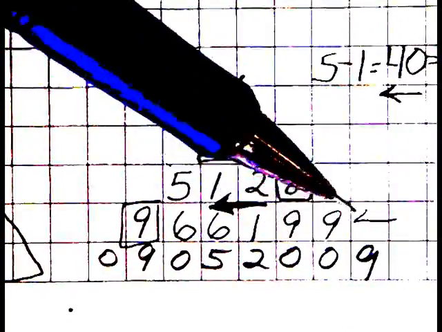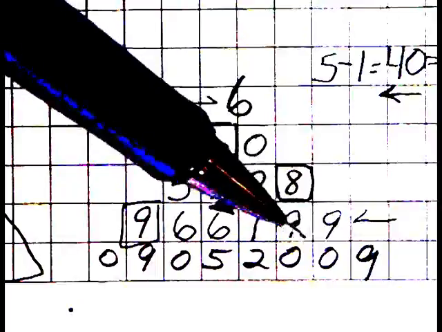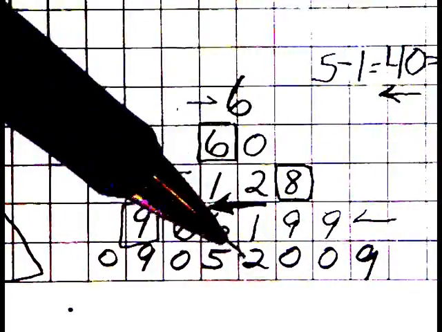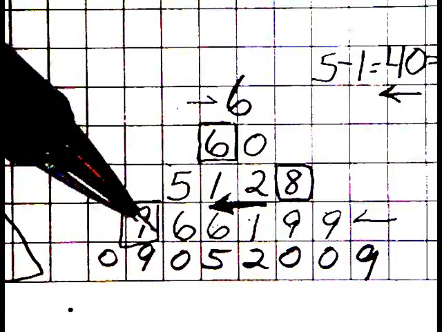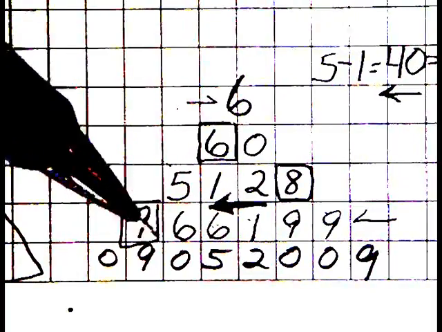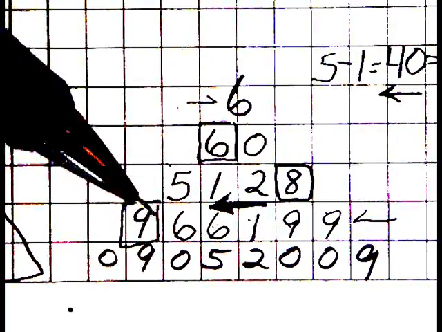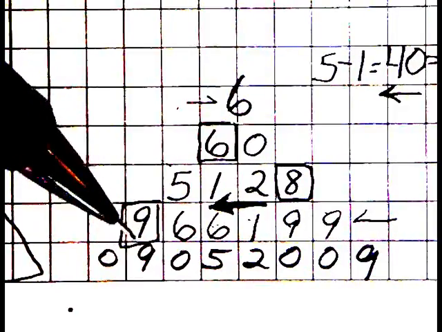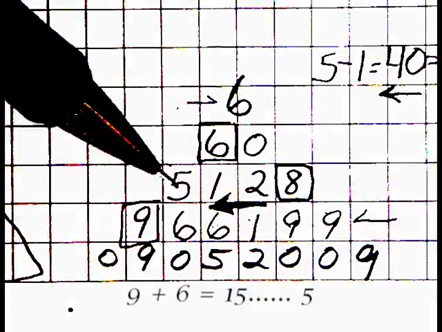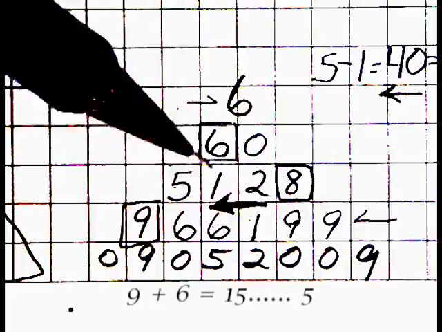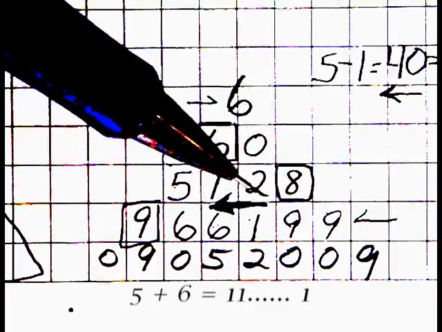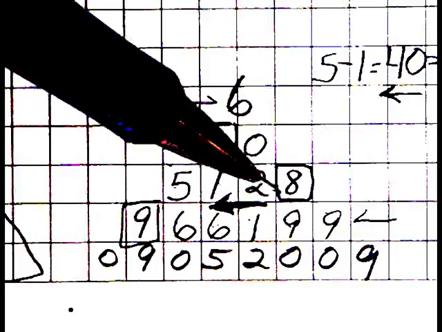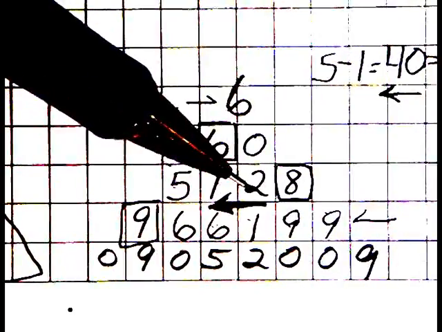So I would go 9 and 0 is 9, 9 and 0 is 9, 9 and 2 is 1, 1 and 5 is 6, 6 and 0 is 6, and then we stop. We have to go in the opposite direction. So we put a square there. 0 and 9 is 9, 9 and 6 is 15, so we put the 5, and then you go 5 and 6 is 11, so we put the 1, 1 and 1 is 2, and 2 and 9 is, well, we stop there, we have to stop.